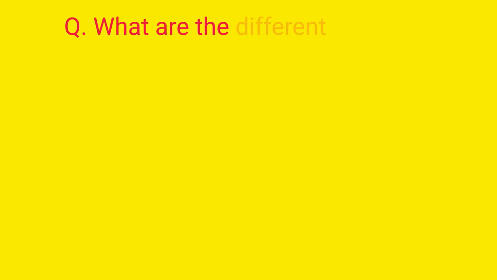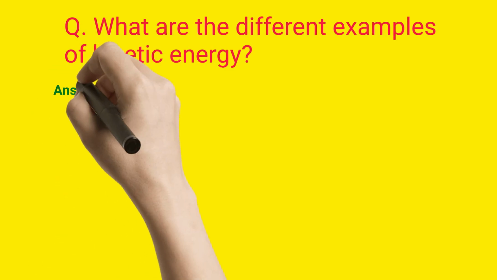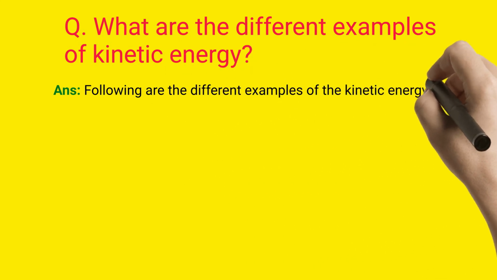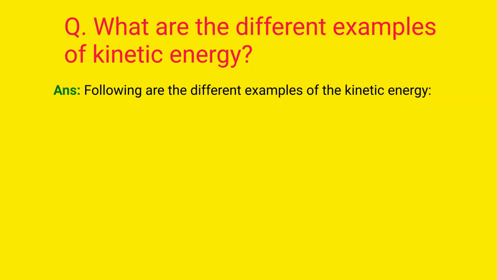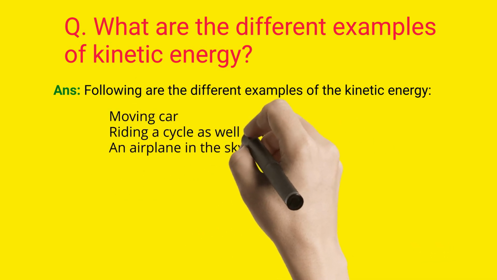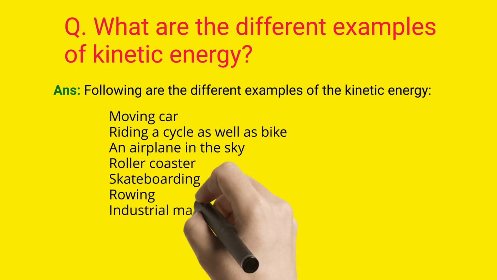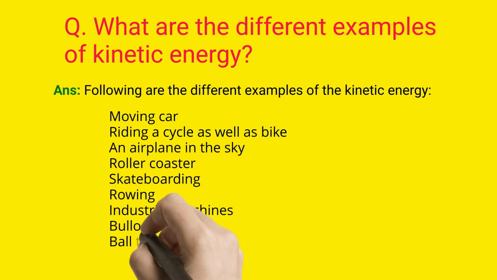Q. What are the different examples of kinetic energy? ANS. Following are the different examples of kinetic energy. Moving car, riding a cycle, as well as bike and airplane in the sky, roller coaster, skateboarding, rowing, industrial machines, bullock cart, ball thrown in the air, windmills.